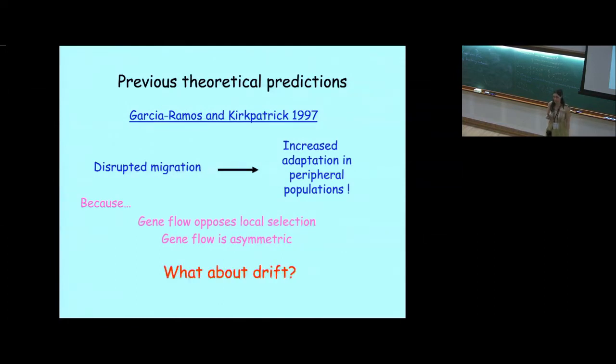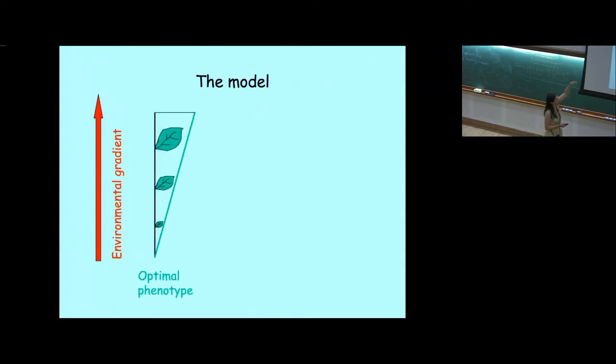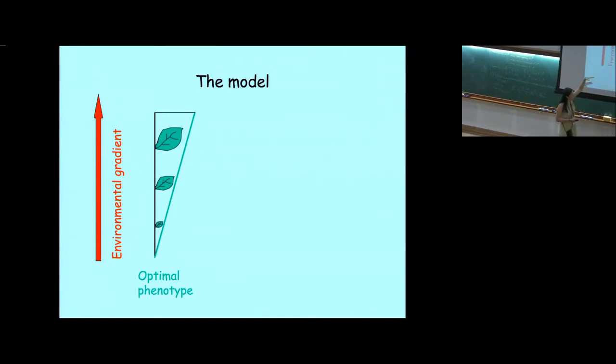But this scenario ignores completely drift and does not consider that there might be other things happening in those small marginal populations. So we ran simulations in this case. We have analytical tools to deal with that, and we model some environmental gradient, assuming that you would have some optimal phenotype that will vary linearly through space.